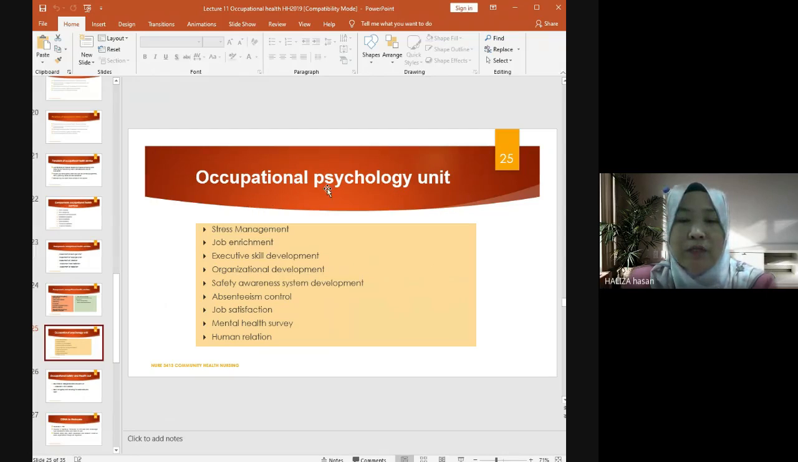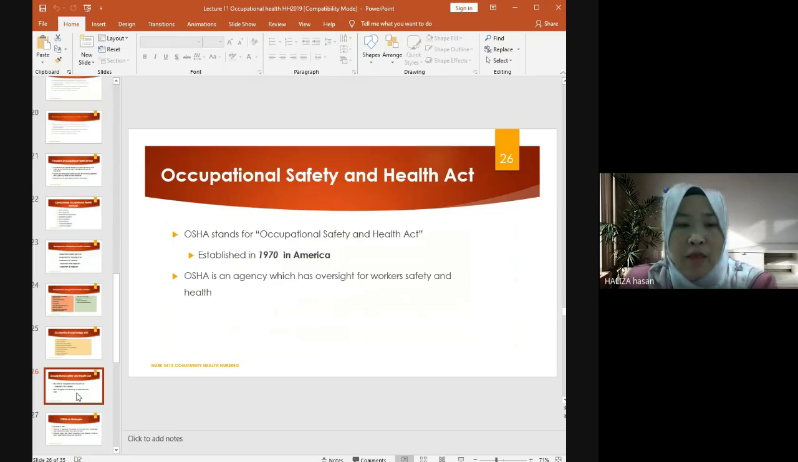Okay, for the occupational psychological unit, they are concerned about stress management. They manage the stress among employees, job arrangement, skill development, organization development, safety awareness, absenteeism control, job satisfaction, mental health survey, and also human relations.